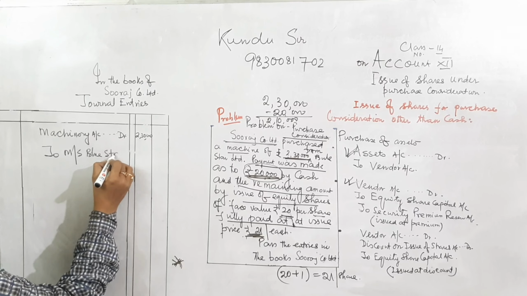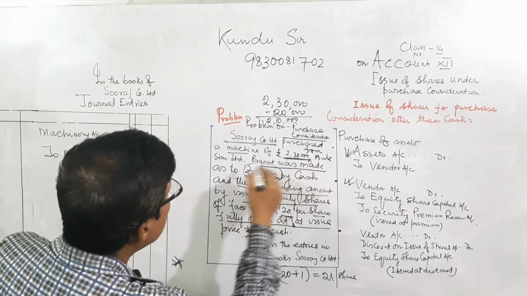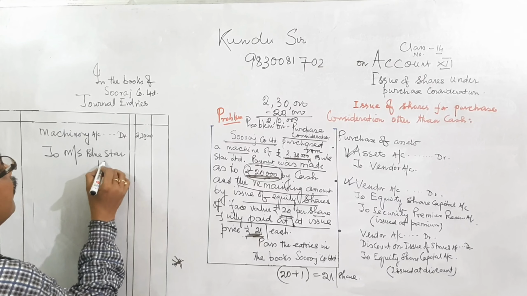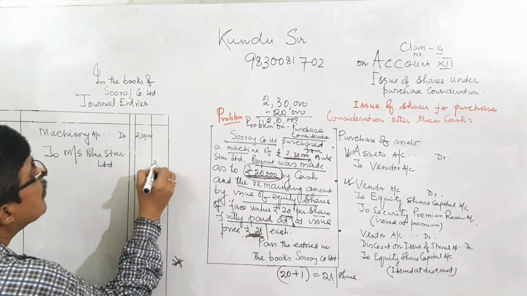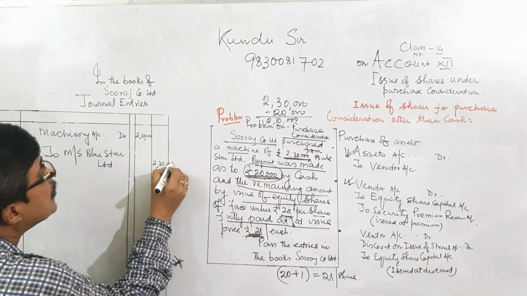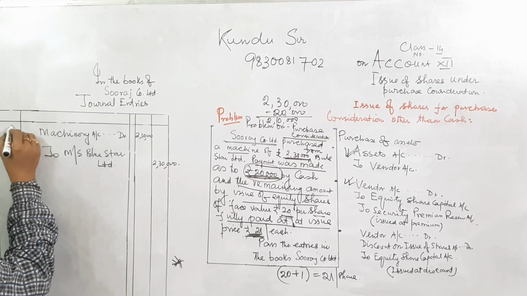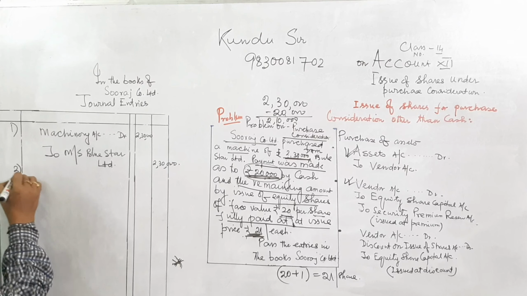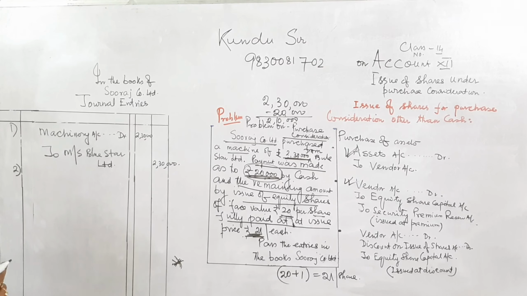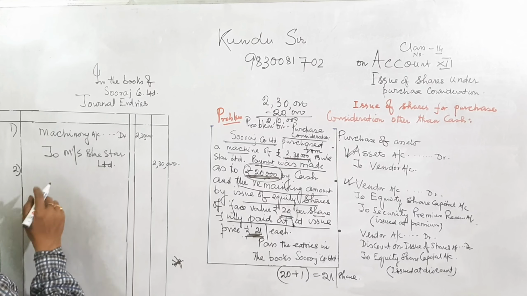Blue Star, what is this? Blue Star Limited. We are crediting by rupees 2,30,000. It is the entry 1. The entry 2, the company is making payment 20,000.